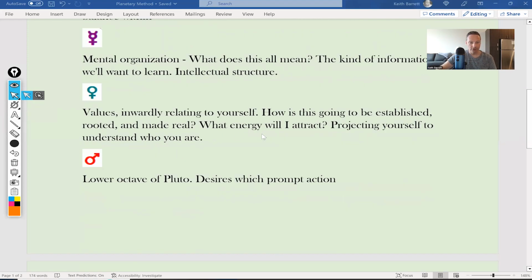And then we go to Mars, which is the lower octave of Pluto, but think of it as taking cues from your soul. So it's desires which prompt action, is how I describe it. So what are you going to go to, right? What actions are you going to take? So we'll look at Mars, the house and the sign that Mars is in, to give us some clues on that.